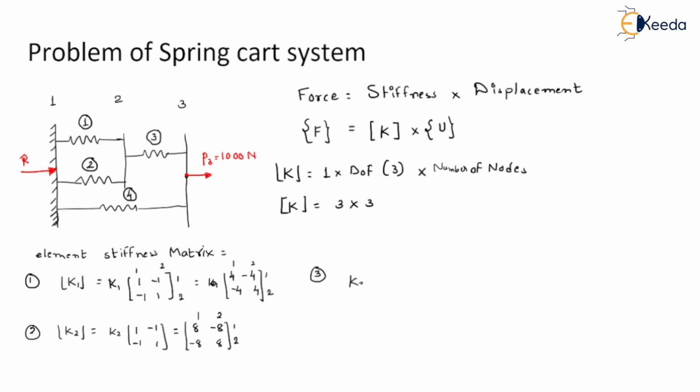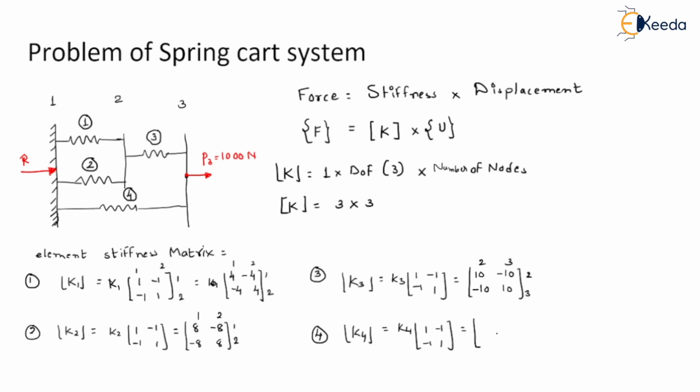So for K3, we have value 10. So 10 minus 10 minus 10 10. It is in between second and third node. So 2 and 3. For element number 4, K4, value is 20. So 20 minus 20 minus 20 20. It is in between first and third. So 1 3 1 3.